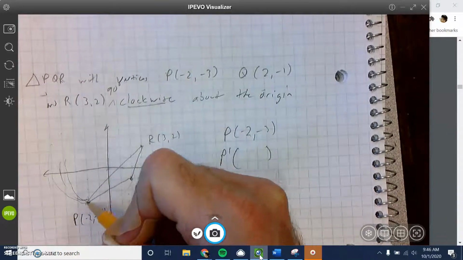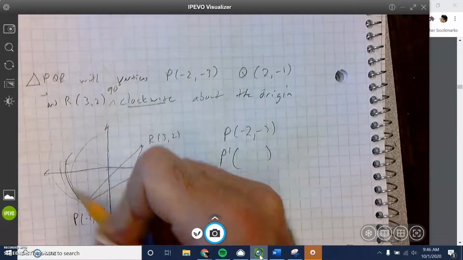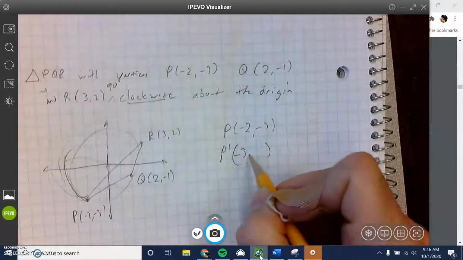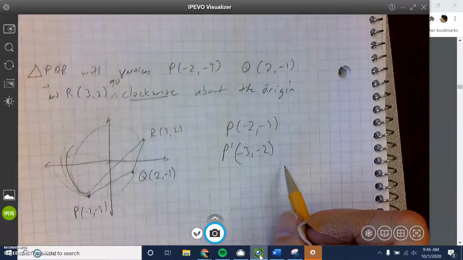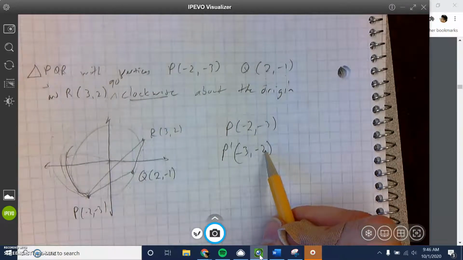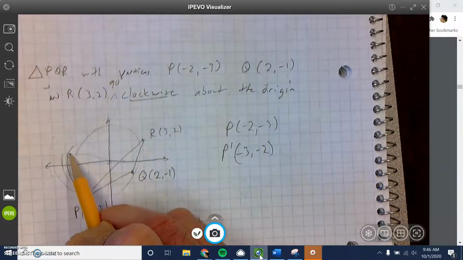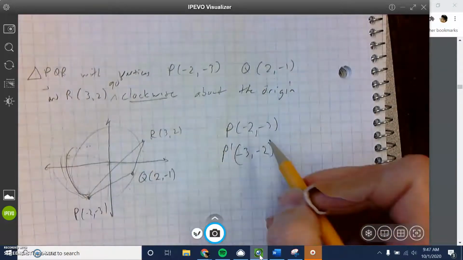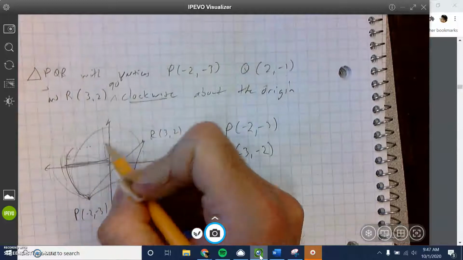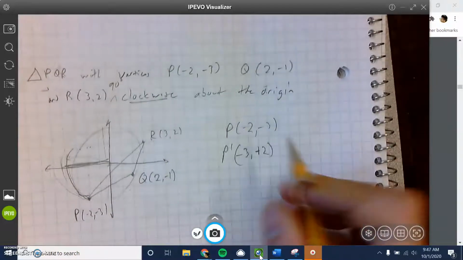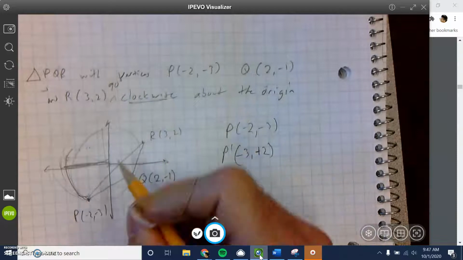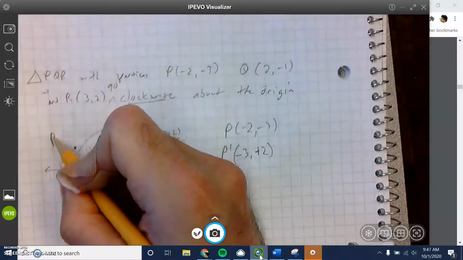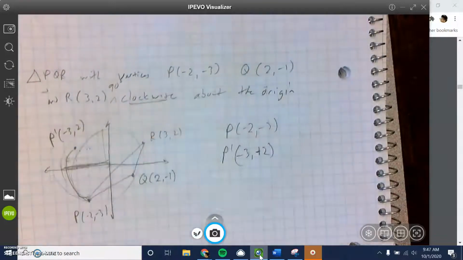If I'm going 90 degrees, I'm going a quarter of a circle. And a quarter of a circle, if I'm going all the way around, is going to end up in this quadrant. Essentially just moving the quadrants. So I'm going to flip right here, the X and the Y. And then I'm going to look and see where it ends up. It ends up in this quadrant here, which is quadrant 2, which is -X, +Y. So P prime is -3, 2. P prime, -3, 2. Got it.